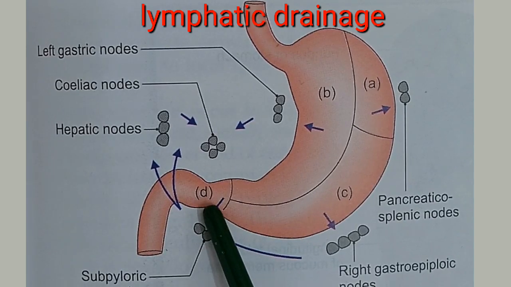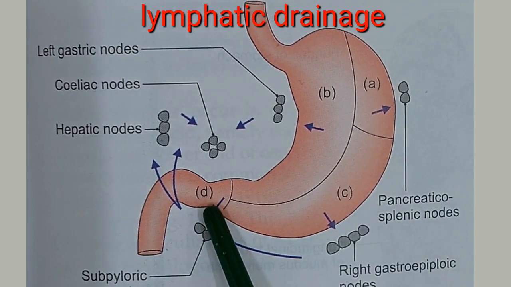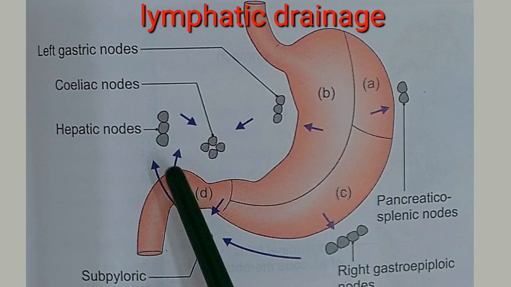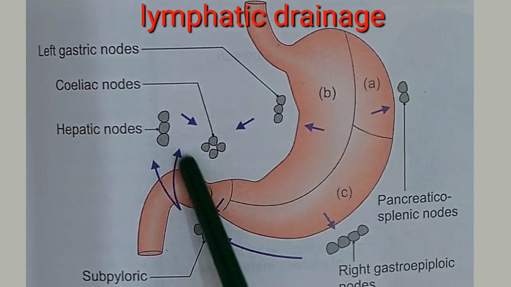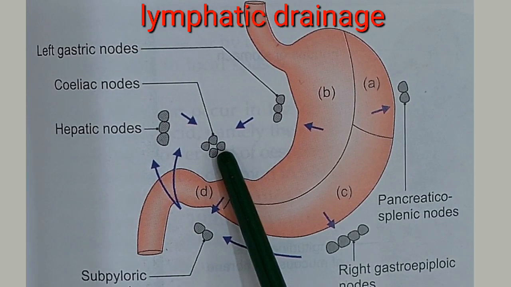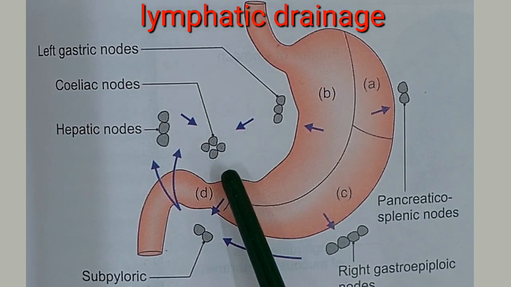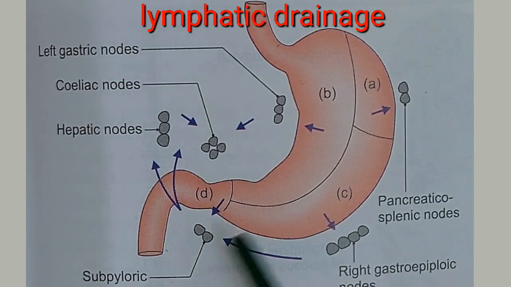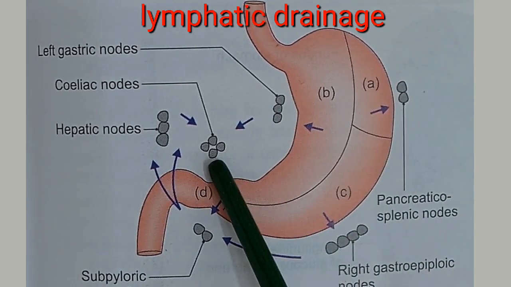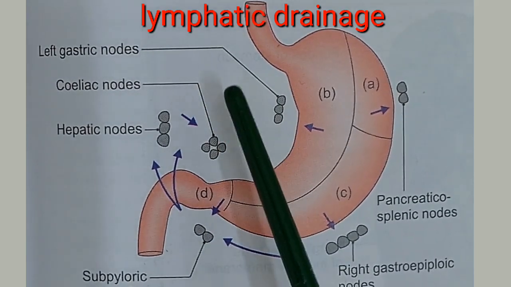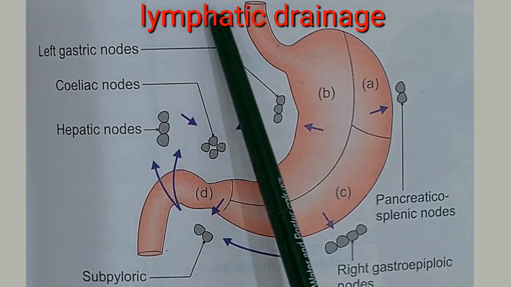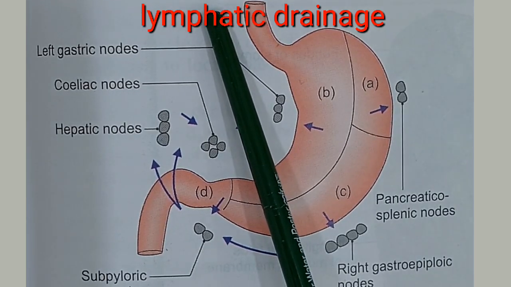The lymph vessels from area D, which includes the pyloric part of the stomach, drain in different directions: into the subpyloric lymph node, hepatic node, or the celiac node directly. Ultimately all the vessels reach the celiac nodes. From all areas of the stomach, the lymph vessels ultimately reach the celiac node, and from the celiac node it passes through the intestinal lymph trunk to reach the cisterna chyli.